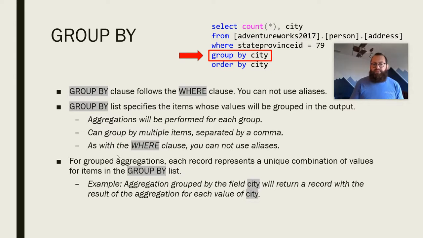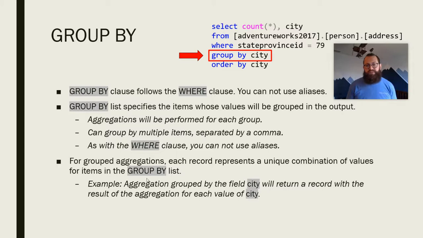And as with the where clause, this is repeating what we had up here: you cannot use aliases within the group by list. For grouped aggregations, each record represents a unique combination of values for items in the group by list. I talked a little bit about that. When you're grouping by multiple items, it's really a unique combination of values across two or more fields.